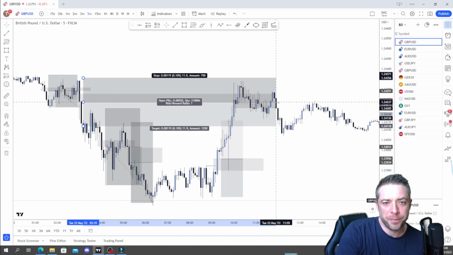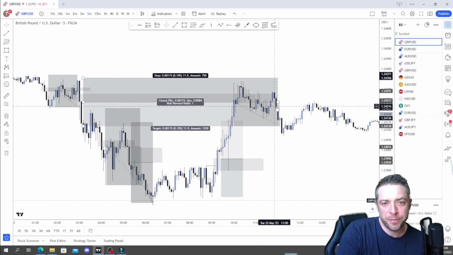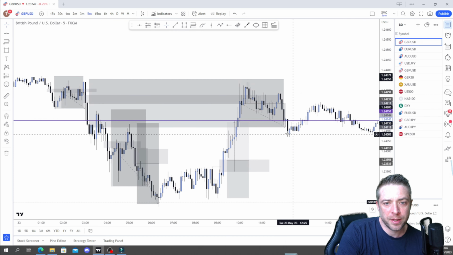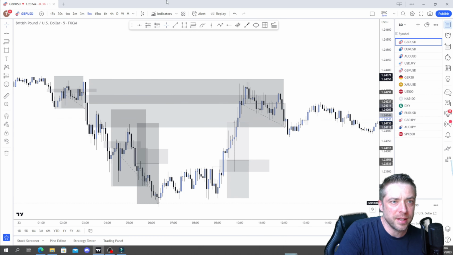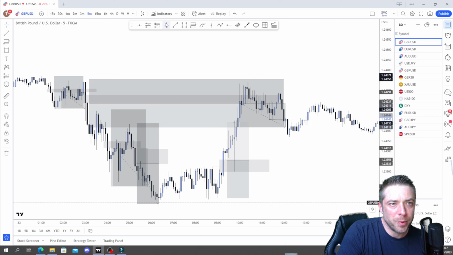Now, here's another one. You could potentially enter long here. You would lose, just like I said earlier. But we have a close here, breaking market structure to the downside. So we'll be looking for shorts.